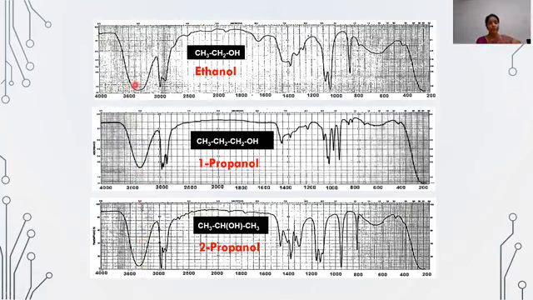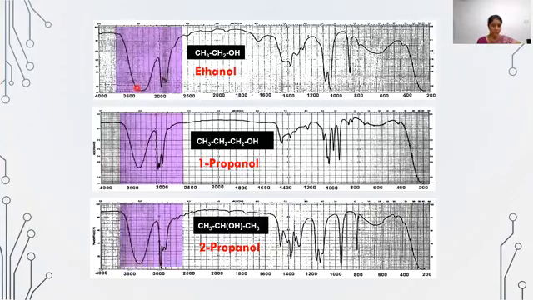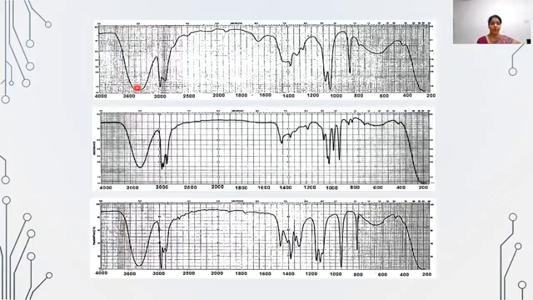If it is the same in all three compounds, then how can we tell which is ethanol, which is 1-propanol, and which is 2-propanol? This is the same functional group region. Here you can see that up to 1500 centimeter inverse, that means in the group frequency region, the shape of the spectrum and the position of the band is similar. But below 1500 centimeter inverse, there are changes in the spectrum.